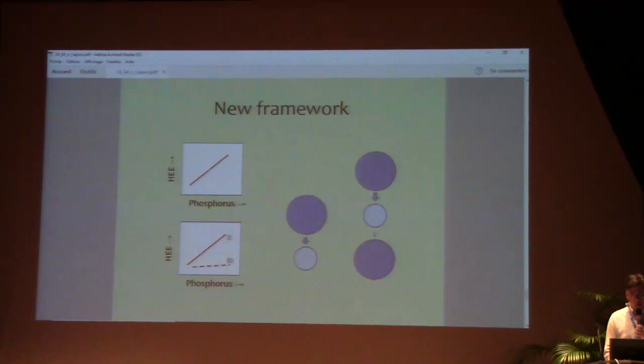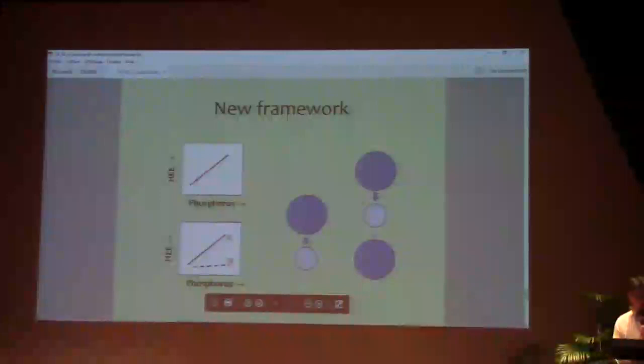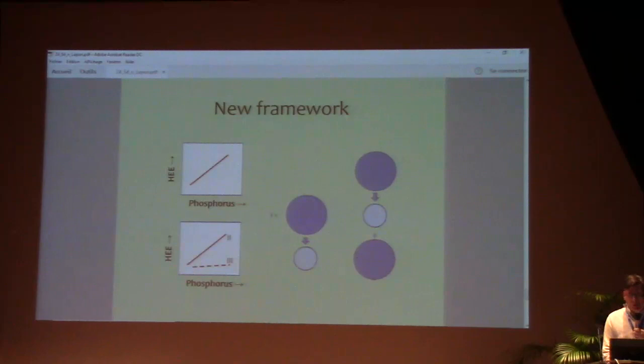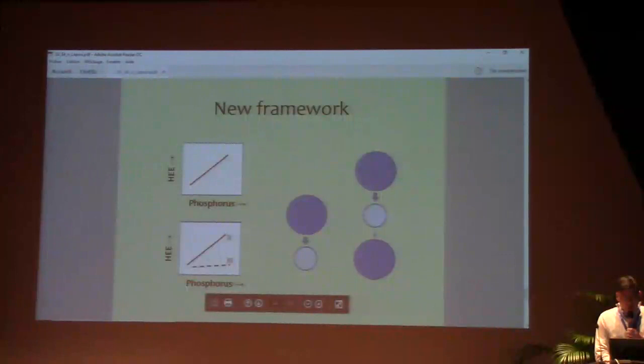So I think that a better explanation for what we saw in the lake can be built by combining these two hypotheses into a new framework, which is this one, where the relationship between herbivore efficiency and phosphorus can be either strong or weak depending on the shape of the food web or the food chain. More specifically, if we have a two-linked food chain where predation is weak and the herbivores exist in high abundance, and especially we have large herbivores like large daphnia, then we can expect to find this strong relationship between herbivore efficiency and phosphorus as predicted by the stoichiometric hypothesis.